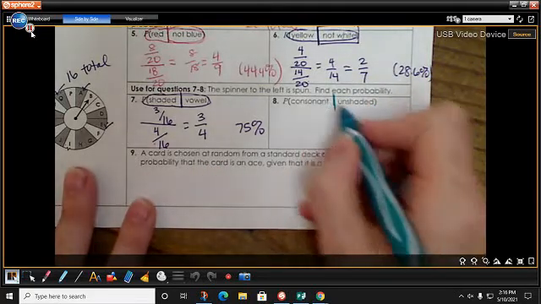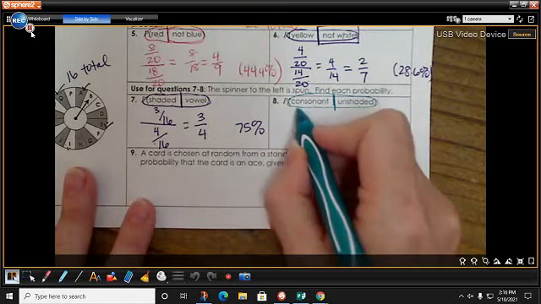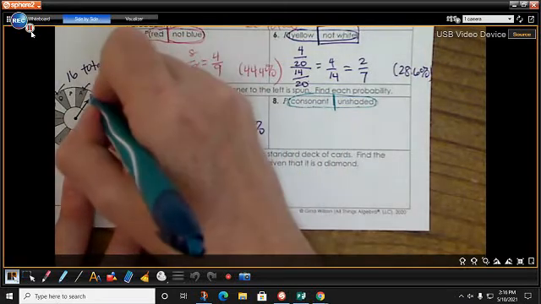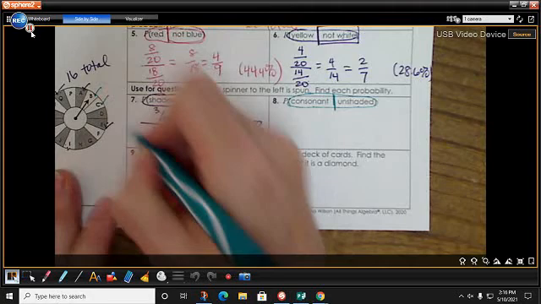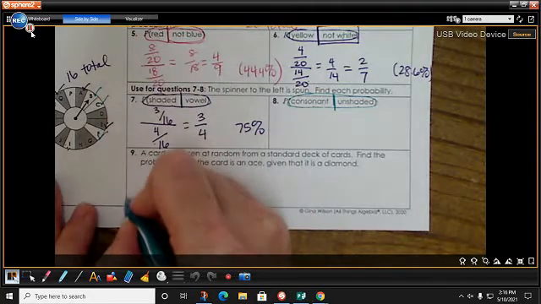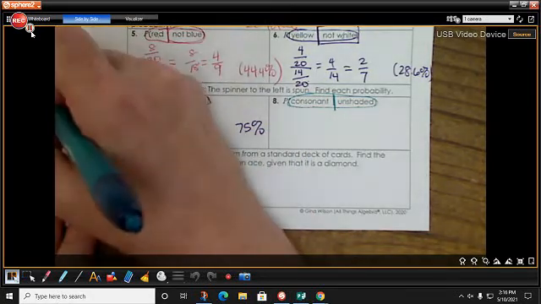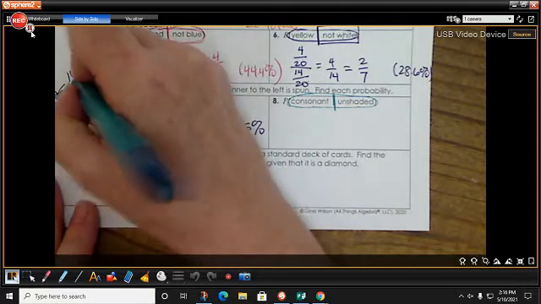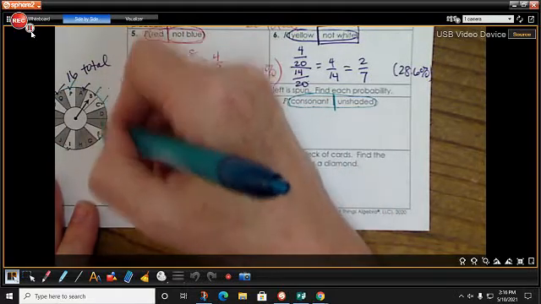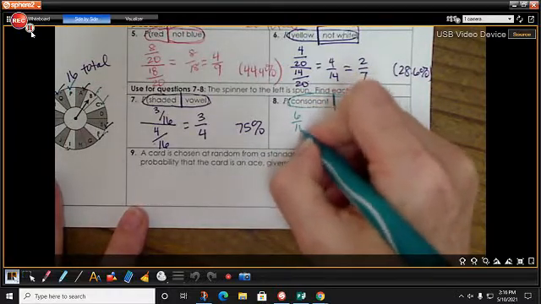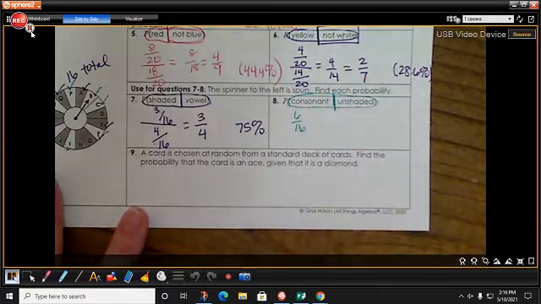So let's first find the number of ways that I can have a consonant and be unshaded. So here's an unshaded, here's an unshaded consonant, here's an unshaded consonant. Oop, that's an unshaded vowel. Here's an unshaded consonant, here's an unshaded consonant, and here's one. So 1, 2, 3, 4, 5, 6 out of the 16 are unshaded consonants.